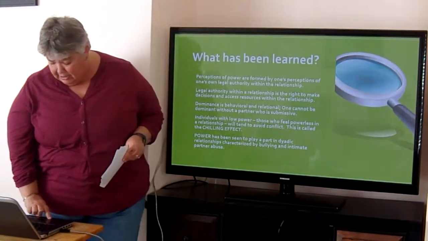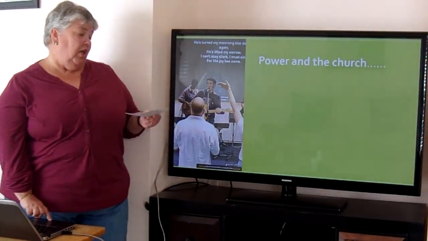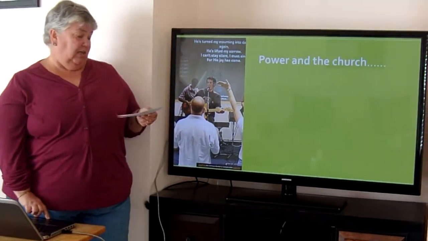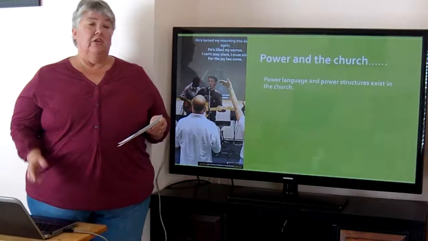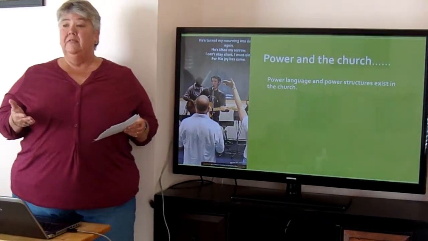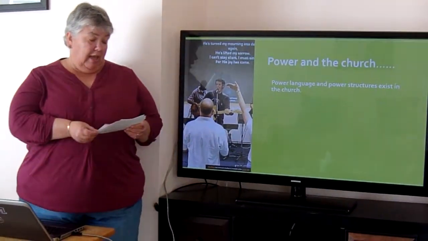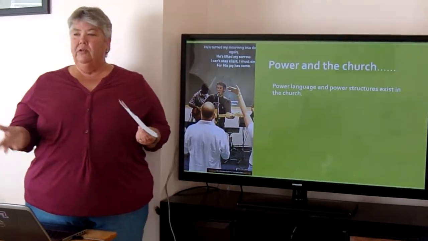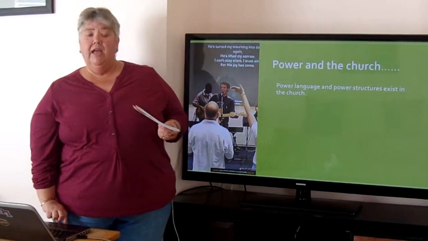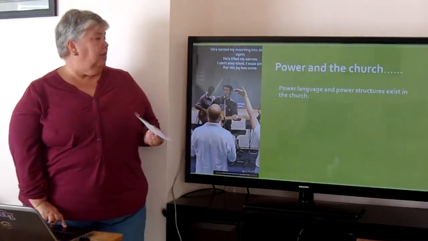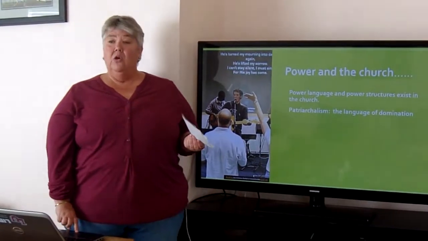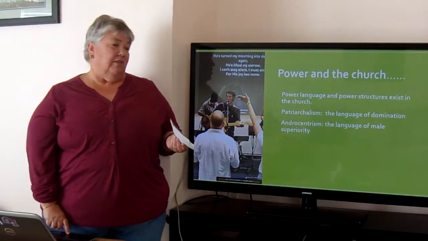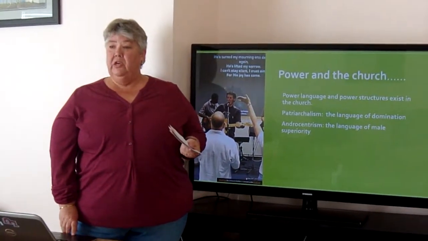Now, one context that DPT has not been used to investigate is power as it's expressed in faith communities. Power is a factor in much of the language and in many of the structures of the church. And throughout the ages, the church has been influenced by the society it's part of. And so it has allowed into it certain elements of patriarchalism, which is the language of domination, and also of androcentrism, which is the language of male superiority.